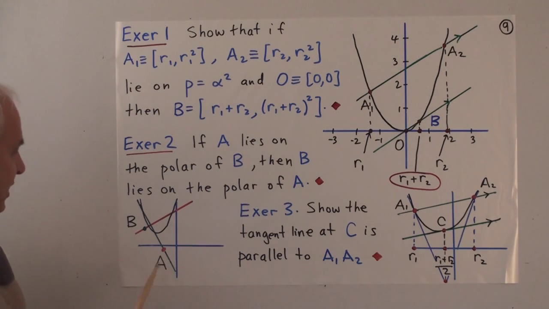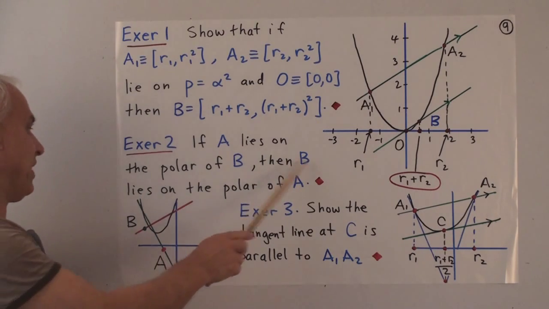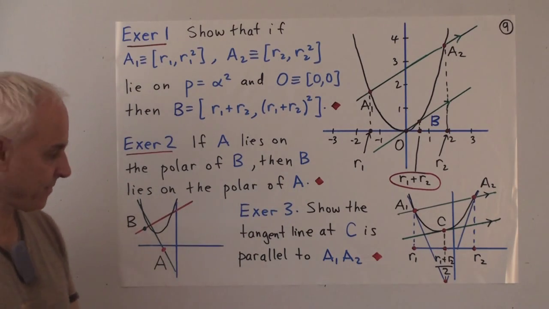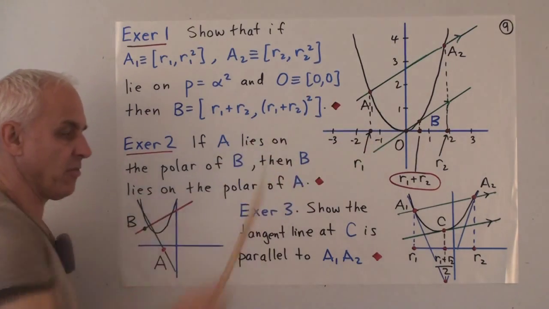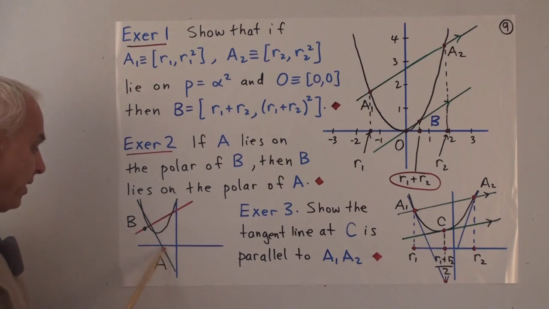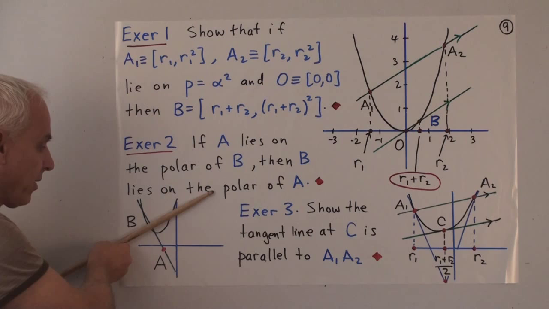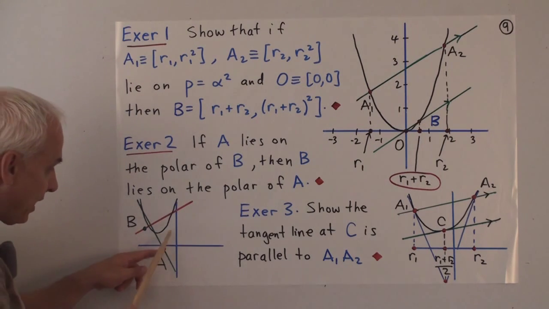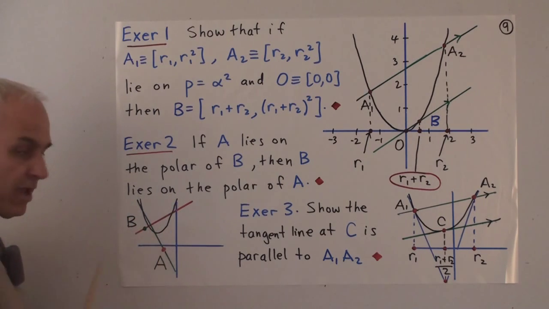This second exercise is a very lovely and important fact, that if A lies on the polar of B, then B lies on the polar of A. Okay, so here's a general parabola. It doesn't need to be the standard parabola. This works for a general parabola. So you have a parabola here, and you have a point A. And that point A has polar line, this one here. And I remind you what that means is that if you draw the tangents to the parabola at the places where the line meets it, you get to A. So that's the polar of A.